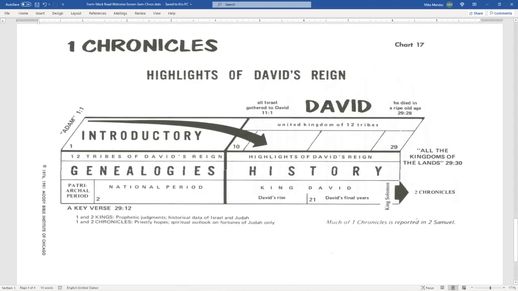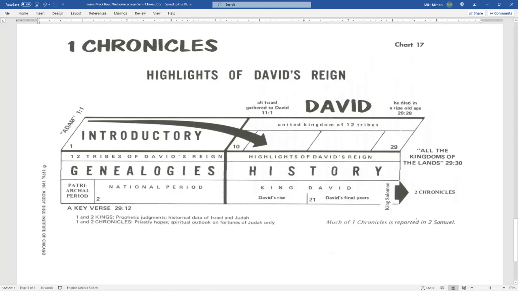But basically what you had is the genealogies of the patriarchs, and then the national period where it speaks about the genealogies of the kings and everybody else that's involved. And David's reign and the beginning of David. Starting in chapter 10, after it speaks about the death of Saul, which we already covered, it has highlights of the rule of David.